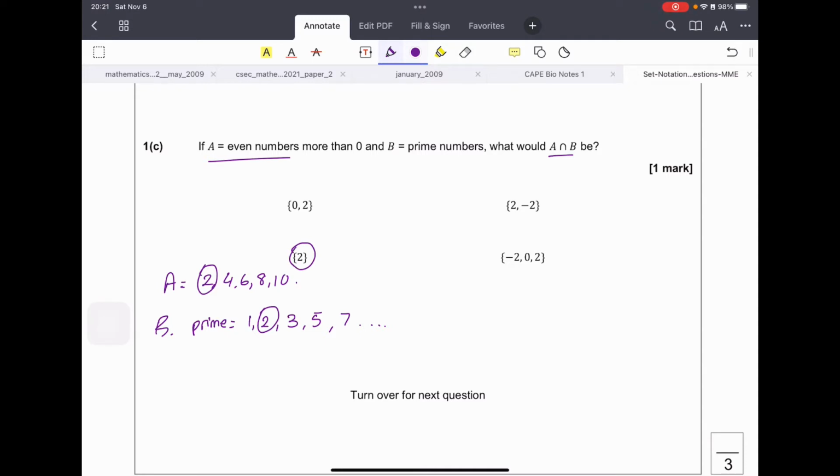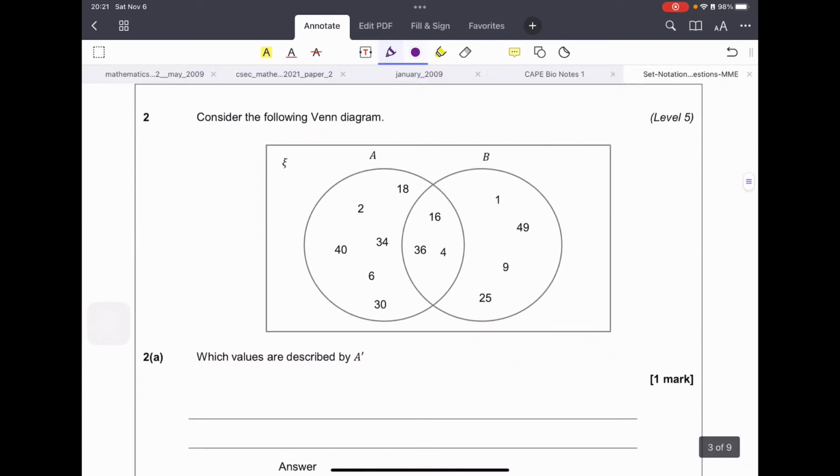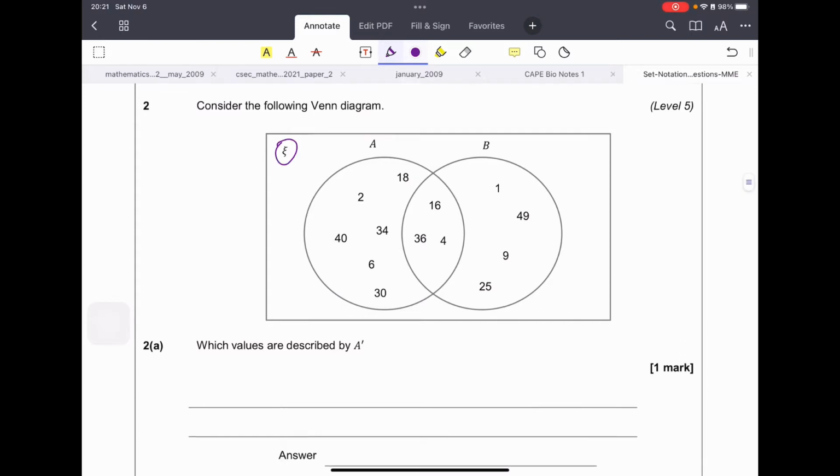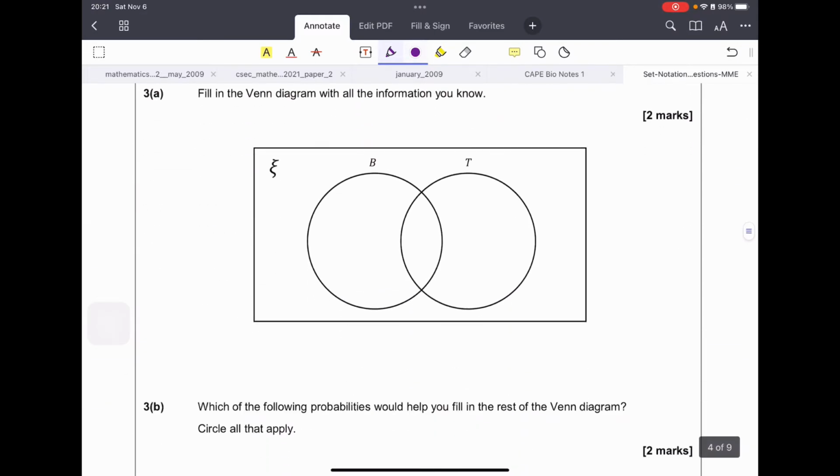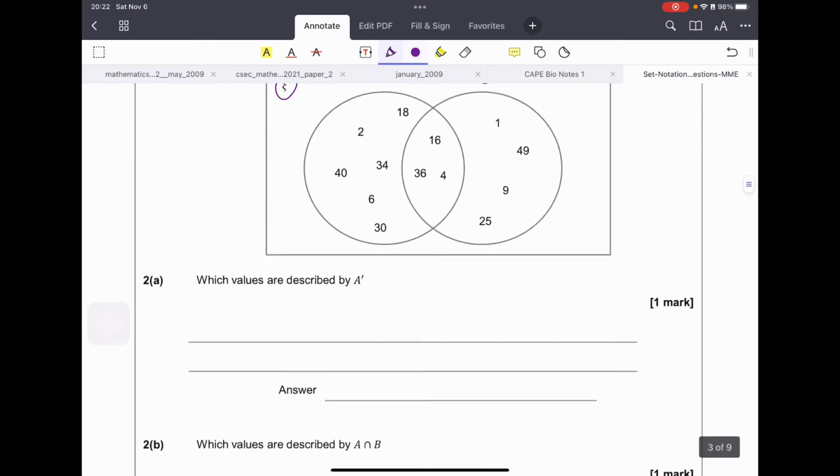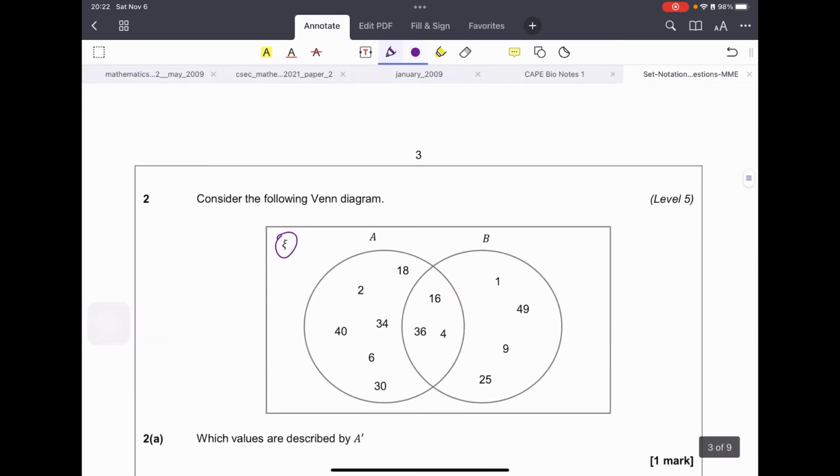Okay? So let's go again. Let's do some Venn diagrams. So look at this Venn diagram here. A and B, and we have some numbers. We also have this weird symbol here. That symbol simply refers to, you'll see them in every single Venn diagram, right? It's not really a number, it's a symbol. And that is just showing you the universal set, okay? So no need to worry about that symbol.